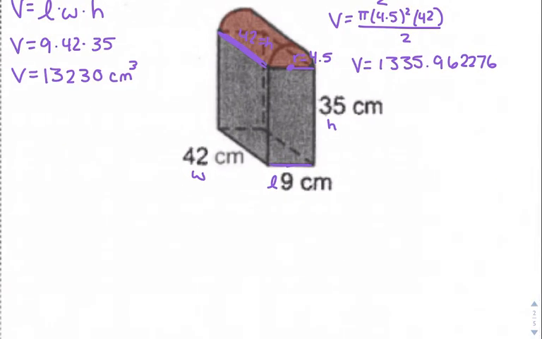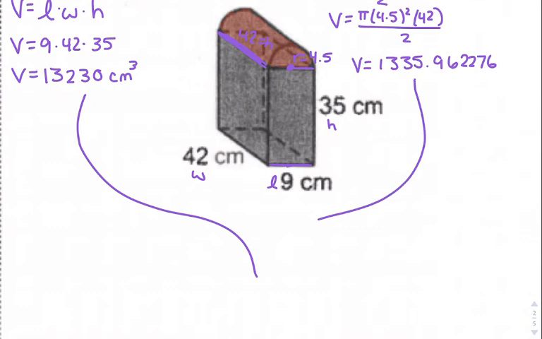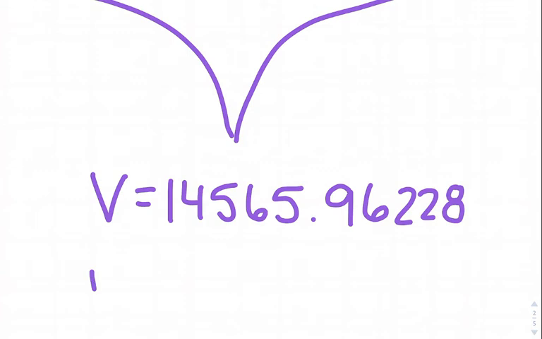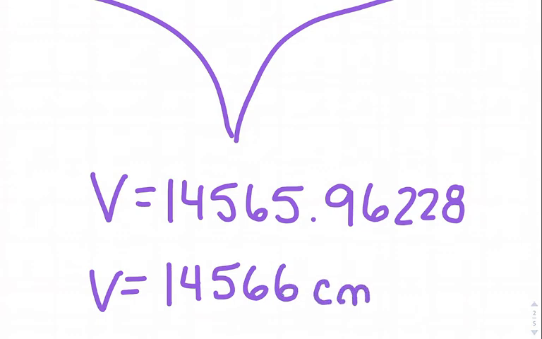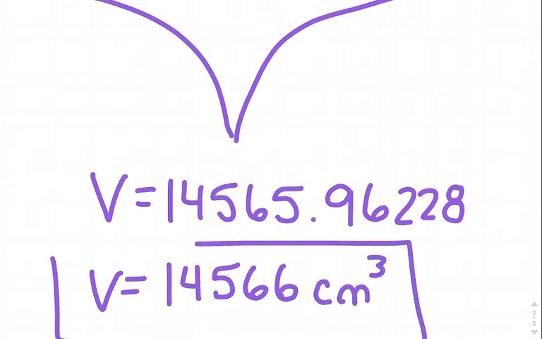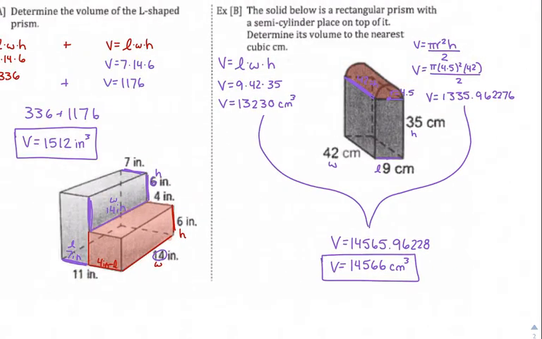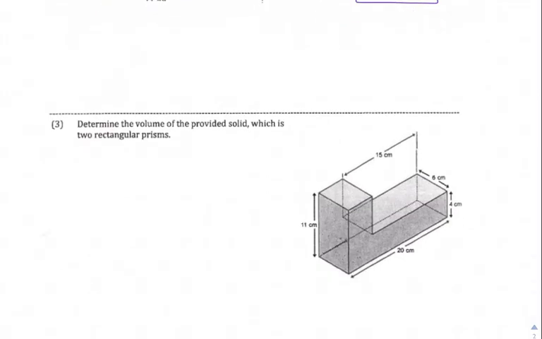So lastly, we have to add this volume and this volume together. And when we do that, we get 14565.96228. But it says round to the nearest cubic centimeter, so it's going to be 14566 cubic centimeters. So again, you're splitting your shapes up and then adding the volumes together. So let's try one more together.